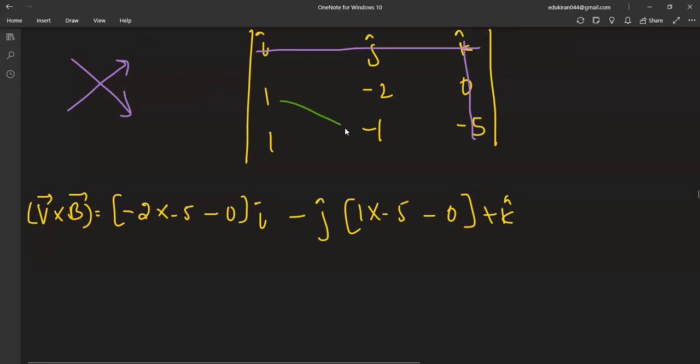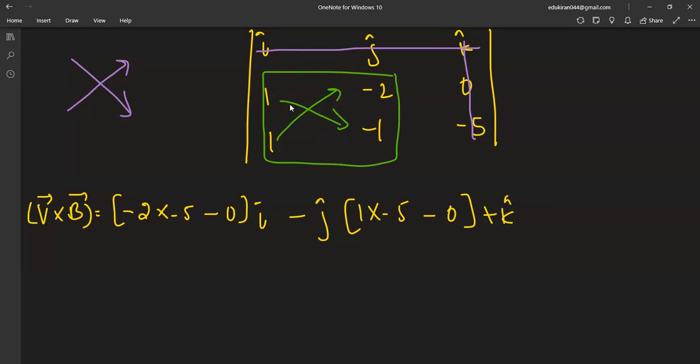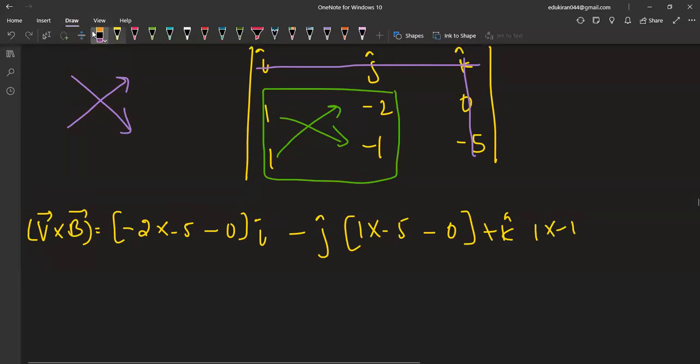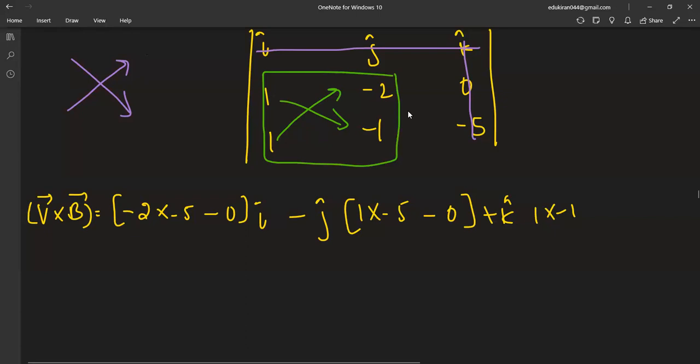So, 1 into minus 1 minus 1 into minus 2: whichever four numbers you are left with, go like this, multiply them, minus, multiply them. This is the way you can solve any cross product. We'll be doing torque also. I think most probably we'll be able to touch it today only. So torque will also involve the same thing. So yes, 1 into minus 1 minus 1 into minus 2.